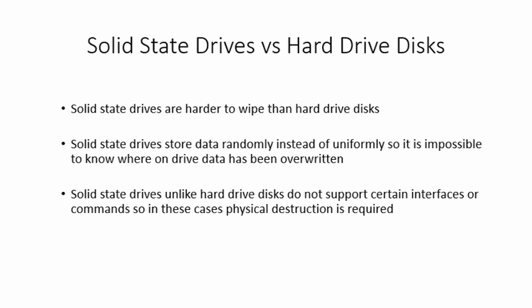The type of drive also affects which method of data destruction is preferable. This is because solid-state drives are harder to wipe than hard drive disks. This is because they store data randomly rather than uniformly, meaning it's impossible to know where on the drive the data has been overwritten. Solid-state drives also do not support certain interfaces or commands, meaning sometimes not all the data can be removed. In these cases, physical destruction is required.